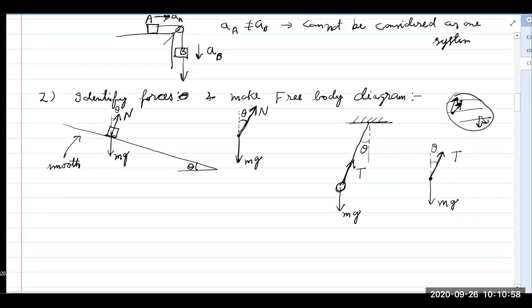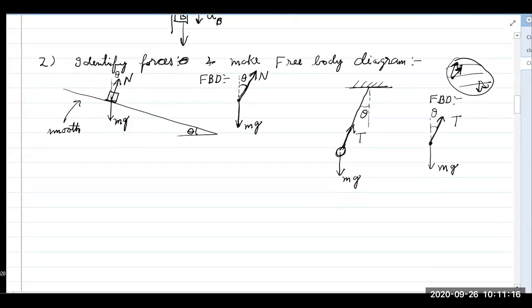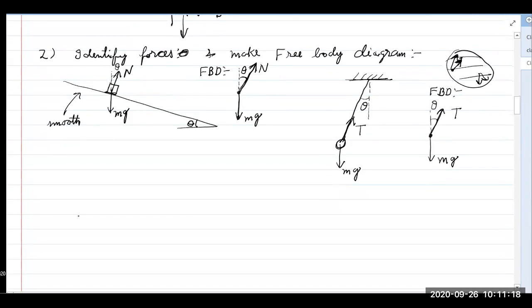So what we are doing: first we identify the forces, then we draw the FBD. FBD, free body diagram, in short is called FBD. So we will draw it like this. So this is the FBD of the pendulum and the FBD of an object on the incline. Okay, we will take one more example.